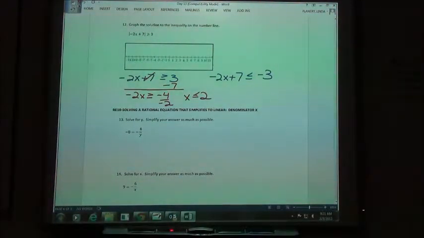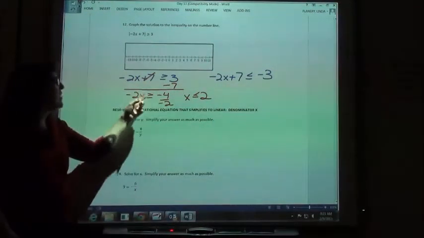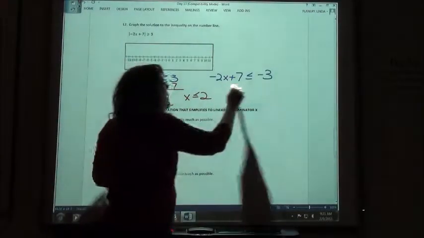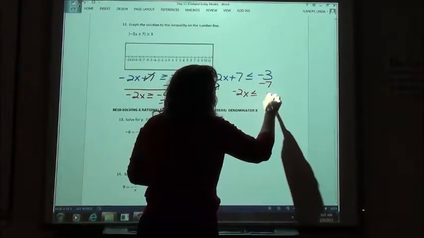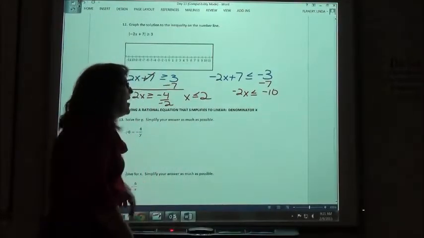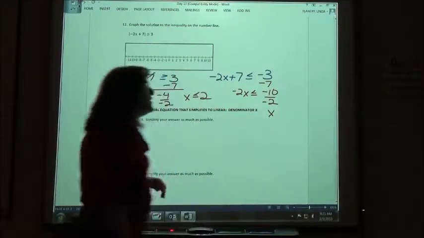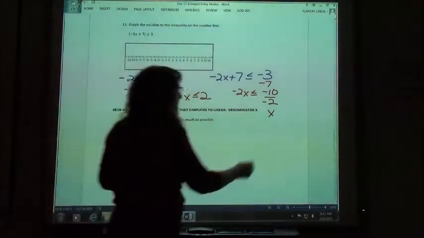When you solve your inequality, if you multiply or divide, which is usually the case, by a negative, you got to flip that sign. Now we're going to have to do that one and this one then too. So minusing my 7, negative 2x will be less than or equal to negative 10. And when I divide by my negative 2, my answer is going to be x is greater than or equal to 5 then, right?